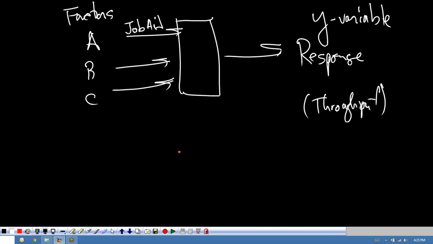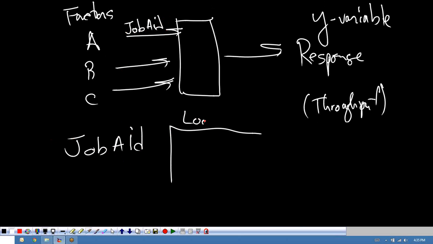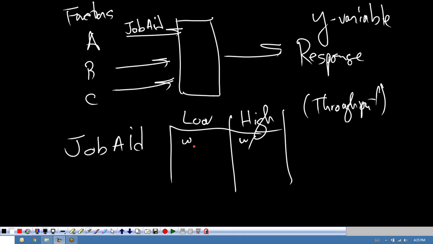And how do we run that? Well, we ran it at 2 levels. So the job aid had 2 levels. It had a low and it had a high. Nominally, this was without, or no, and this was with. This was without, and this was with.